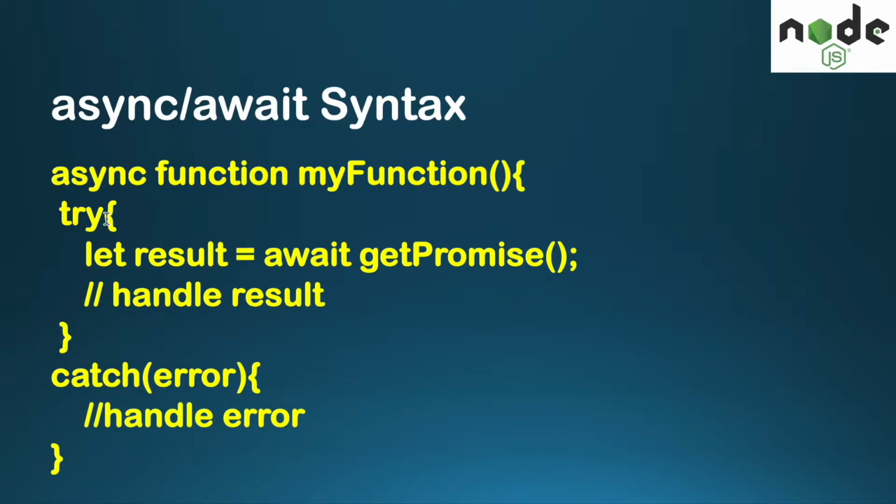We enclose it within a try catch. So if there was an error, it will go into the catch and we can handle the error. So this is the typical syntax for an async await model.